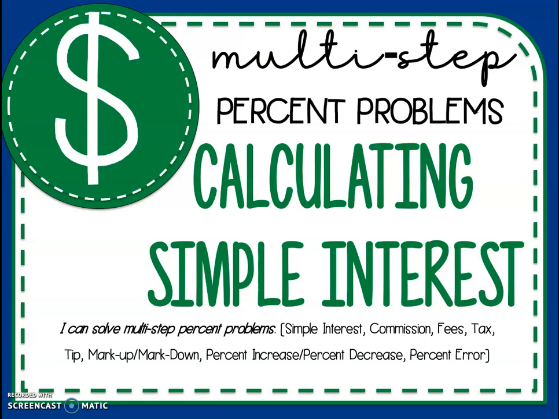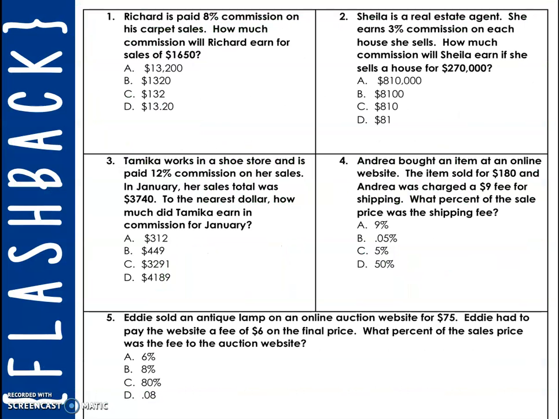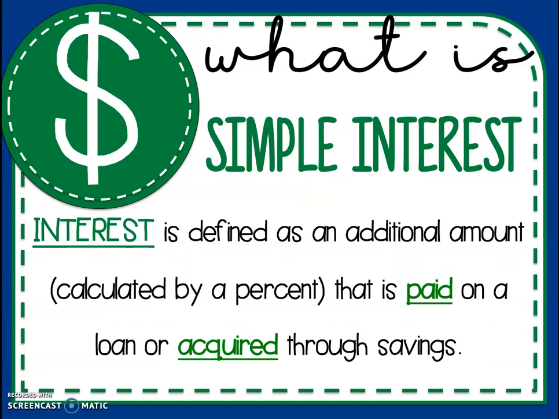So today in our multi-step percent problems, we're calculating simple interest. So what is simple interest? Simple interest is defined as an additional amount. It's calculated by a percent, and that's why it's in this unit, that is paid on a loan, or it's acquired through savings. So if you guys, parents, or when you grow up, if you get a loan from the bank, they loan you money, but they don't just let you keep it or borrow it without a fee.